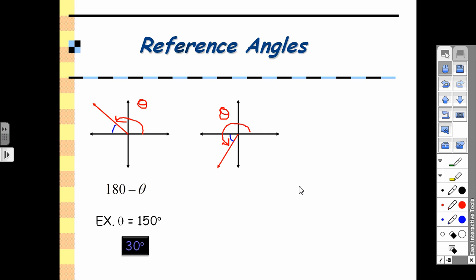So the formula, you can imagine, we're going to have to go around here, our theta, and then we're going to subtract 180, and that gives us this remaining angle. So here it was 180 minus theta, now it's theta minus 180. So what if our theta was 230 degrees? Take 230 and subtract 180, and we get 50.